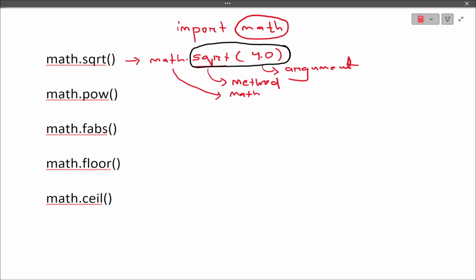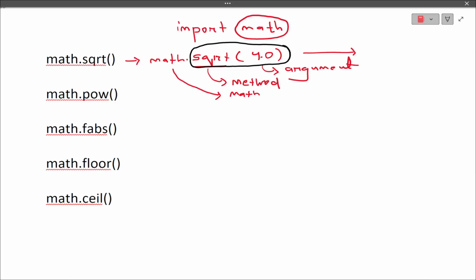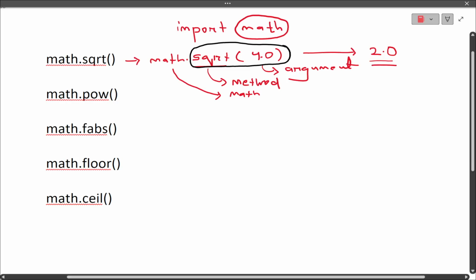And what is the use of sqrt? By using sqrt, we can find the square root. Now what is the square root of 4.0? It's 2.0. Most students might be facing this problem whenever they write programs: they are surprised by the output, because they are wondering whether 2.0 will be the answer or 2.